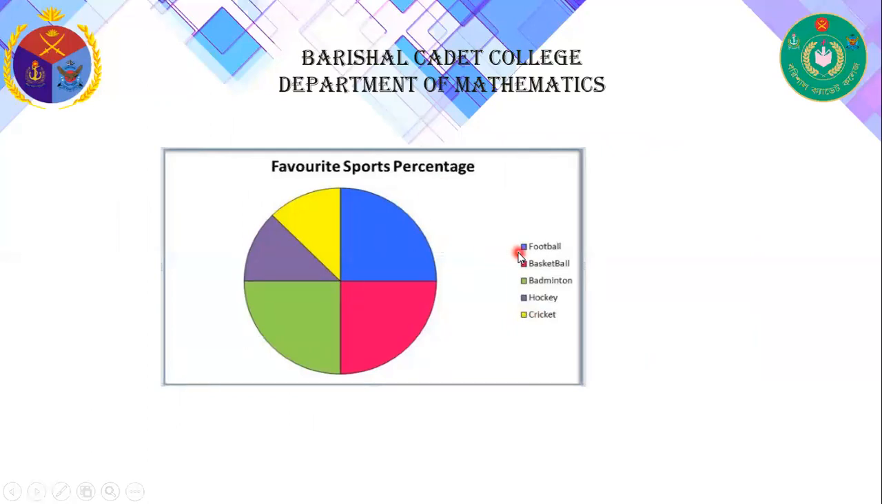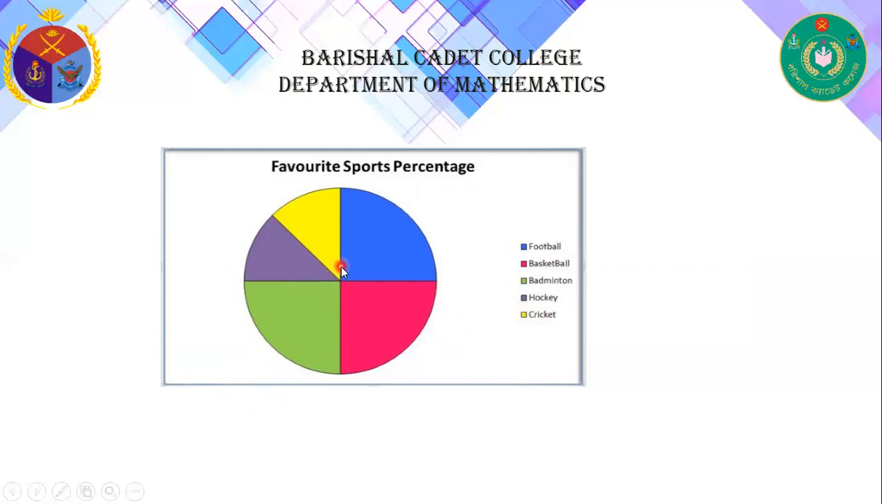So here is the favorite sports percentage in the pie chart. Here football, that is football 90 degrees, that is here. And for basketball, that is 90 degrees here. For badminton also 90 degrees here. And hockey is 45 degrees here. And cricket is 45 degrees here. So how can we get that?